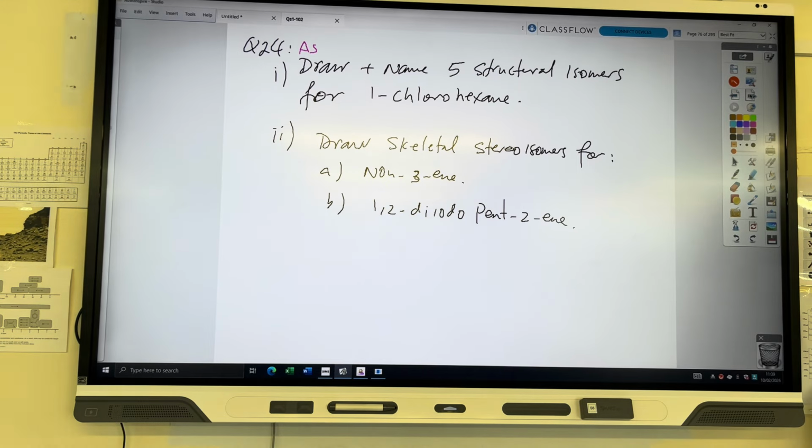Question 24: draw and name 5 structural isomers for 1-chlorohexane, and part 2, draw skeletal stereoisomers for non-3-ene and 1,2-diiodo-pent-2-ene. Six minutes.